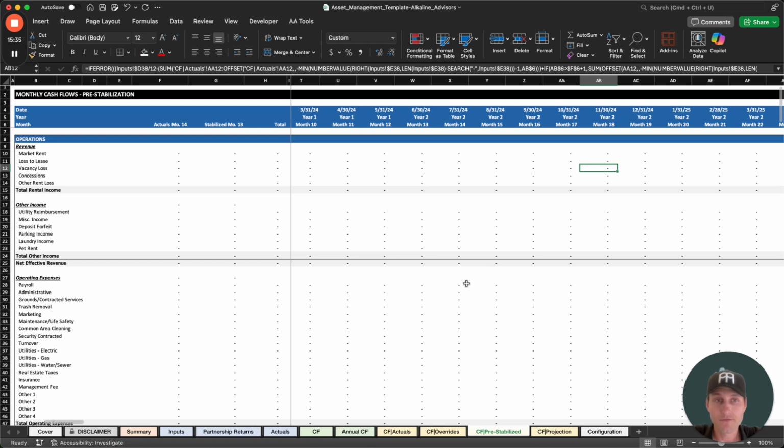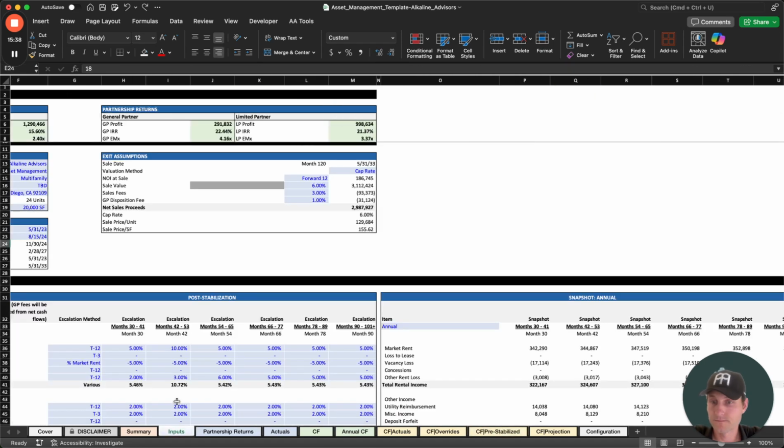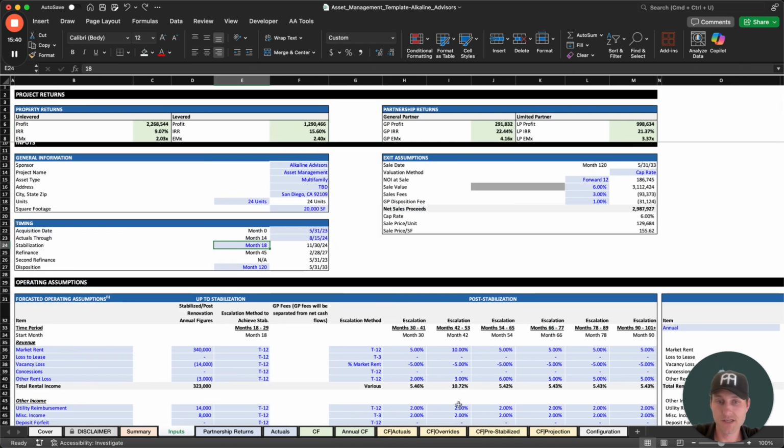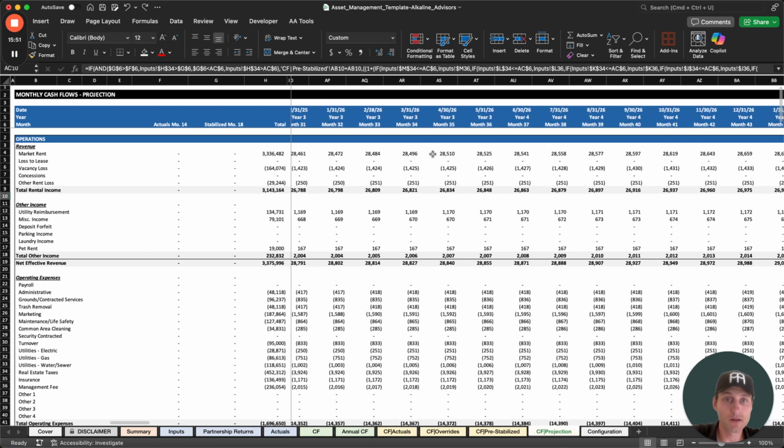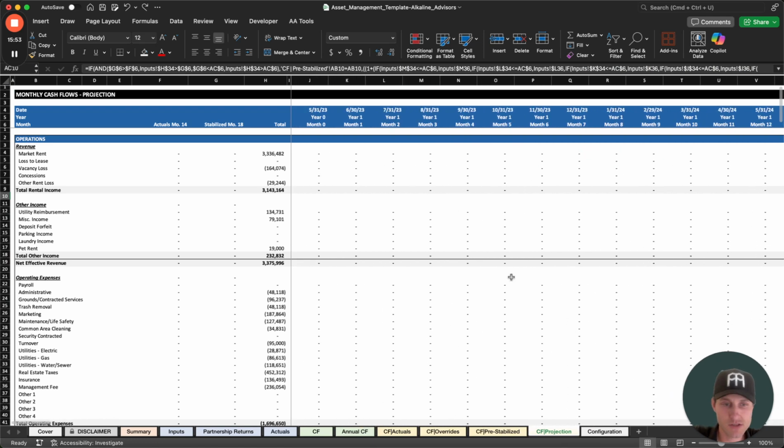But we'll go back for a second. And now we have stabilization month 18. And then we have the projections. So the projections will come online once we hit month X of stabilization, in this case, month 18 of stabilization. Then the projections come online thereafter, and they're growing based off of those stabilized figures.